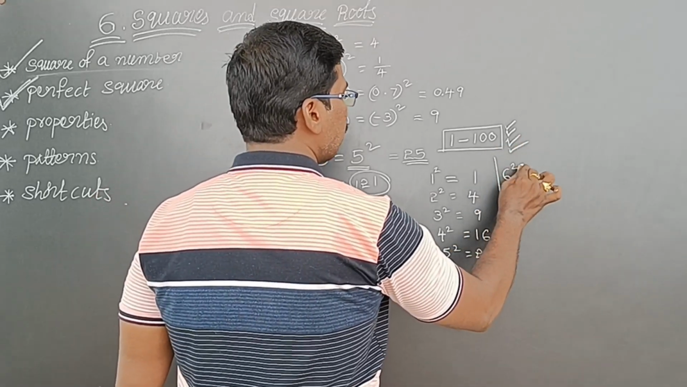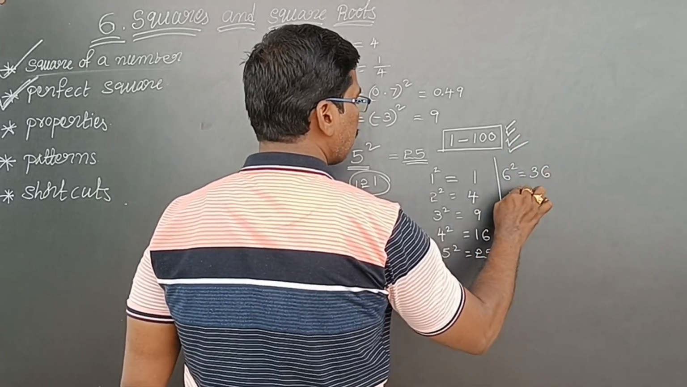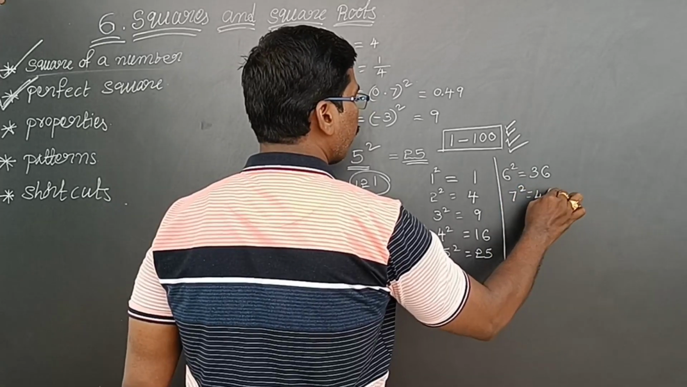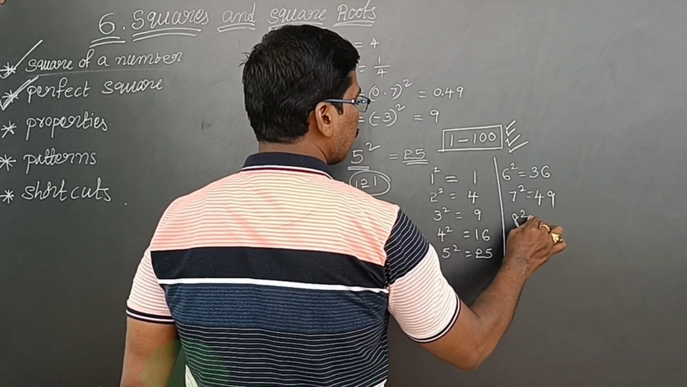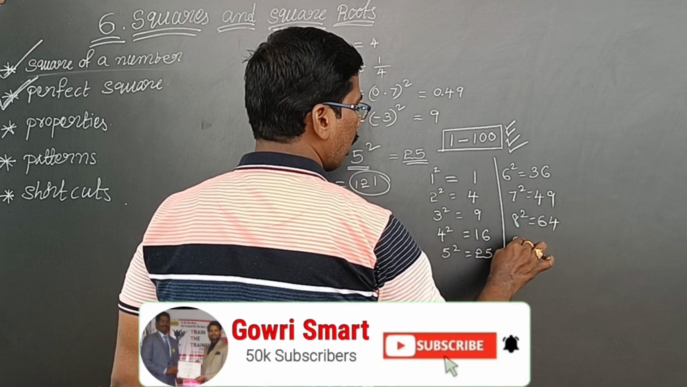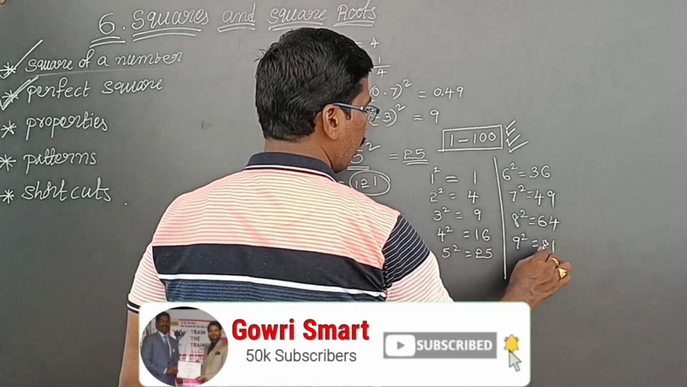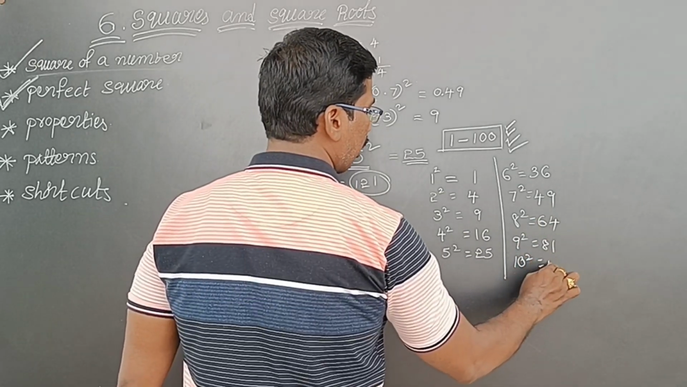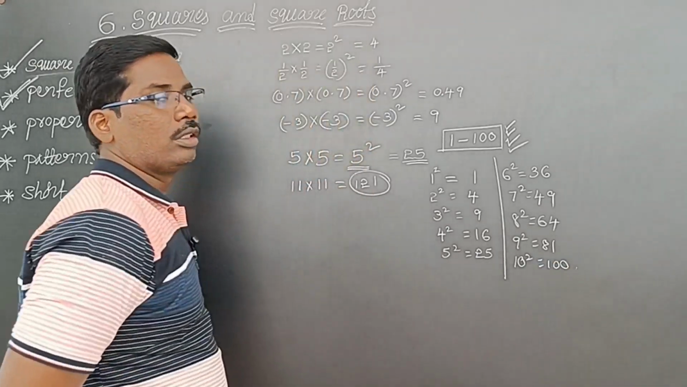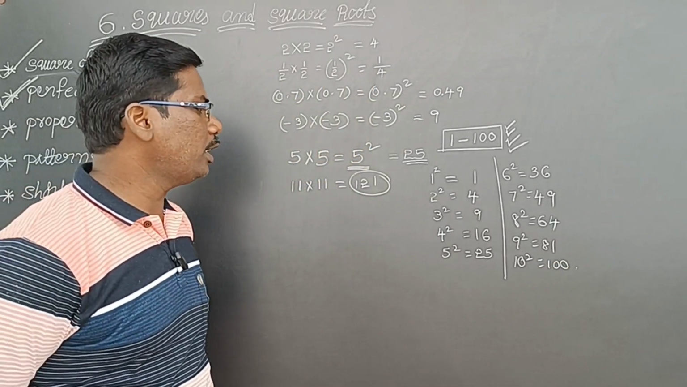6 square if I do means 36 will be there. 7 square if I do means that is 49 will be there. 8 square means that is 64 will be there. 9 square if I do means that is 81 will be there. 10 square if I do means that is 100 will be there. See, these are the things I am getting.